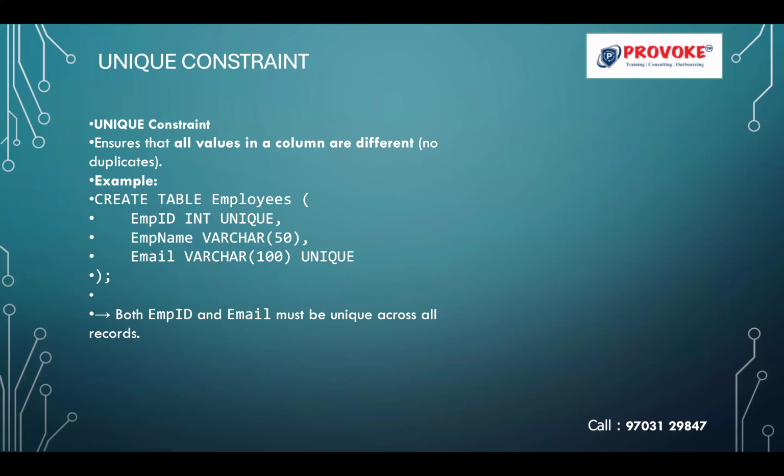Both employee ID and employee email must be unique across all the records. This is called unique constraint. While working practically, you will understand what the primary key is going to do and what the unique key is going to do. So these are the rules we are going to write into the columns to make sure that you are following these things in whatever records you are going to insert into the table.